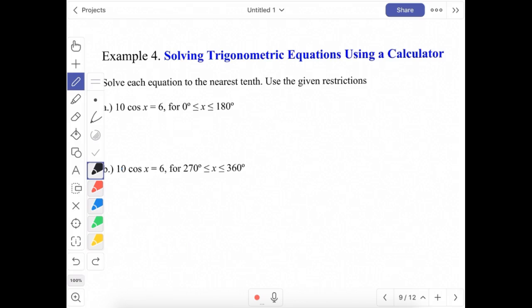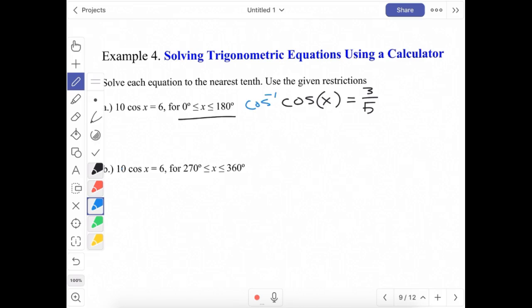All right, now if we're going to be solving these with a calculator, the first thing that we want to do is make sure that the calculator is in degree mode, since our restriction is given in degrees. And then, just like our last problems, I need to come up with my trig function all by itself. So I'm going to divide by 10 on both sides. That's going to give me cosine of x is equal to, I'm going to reduce that to 3/5. Then on both sides, I would take the cosine inverse.